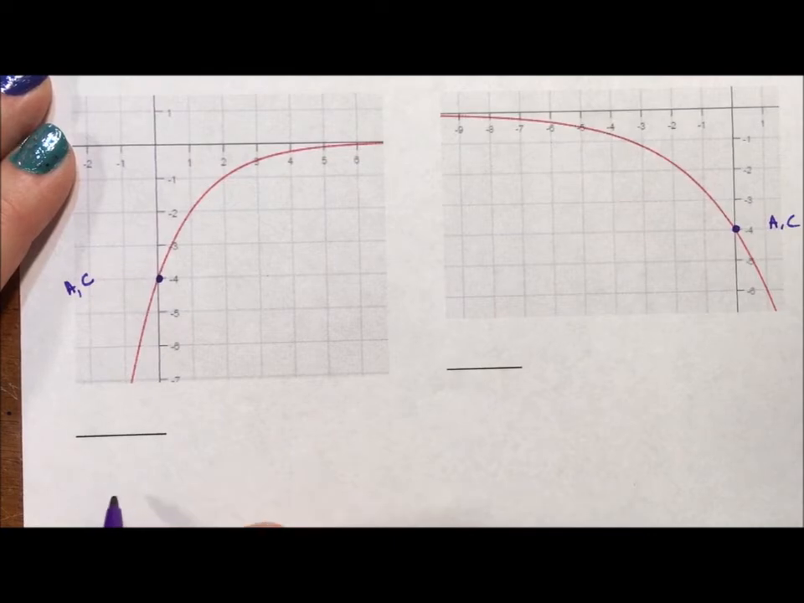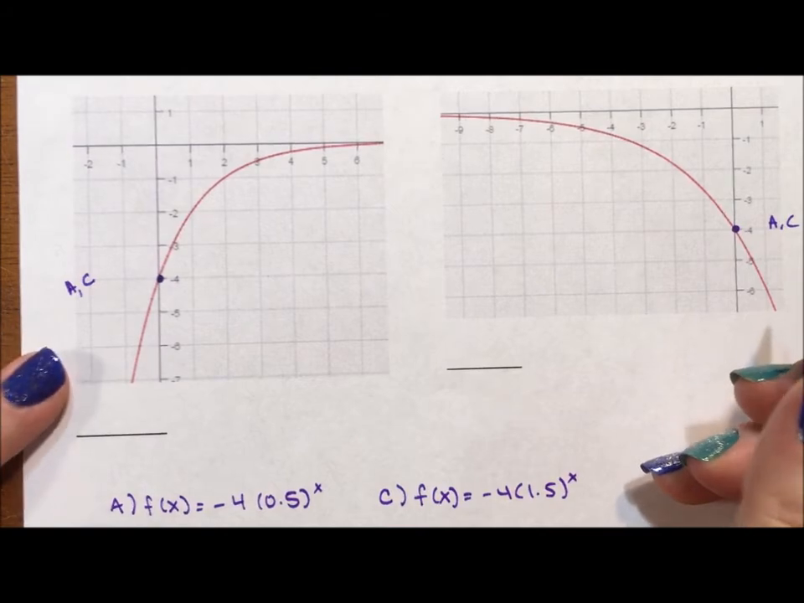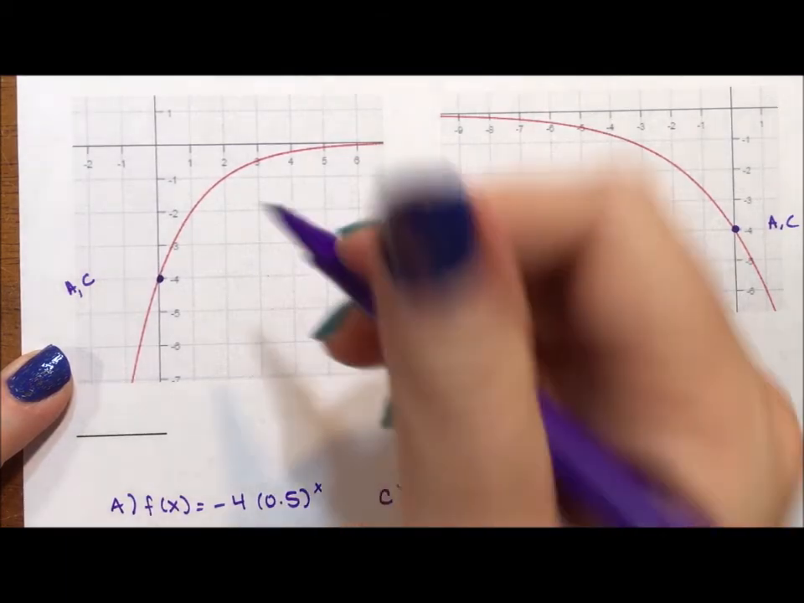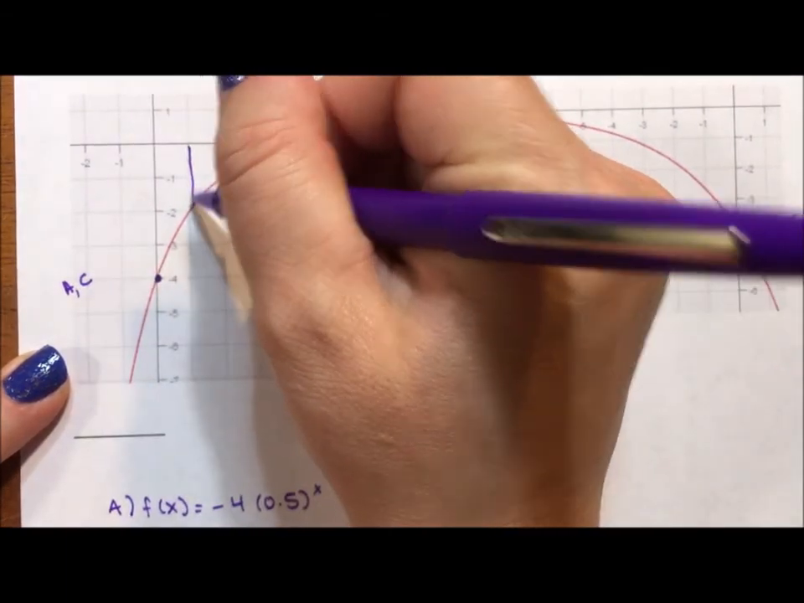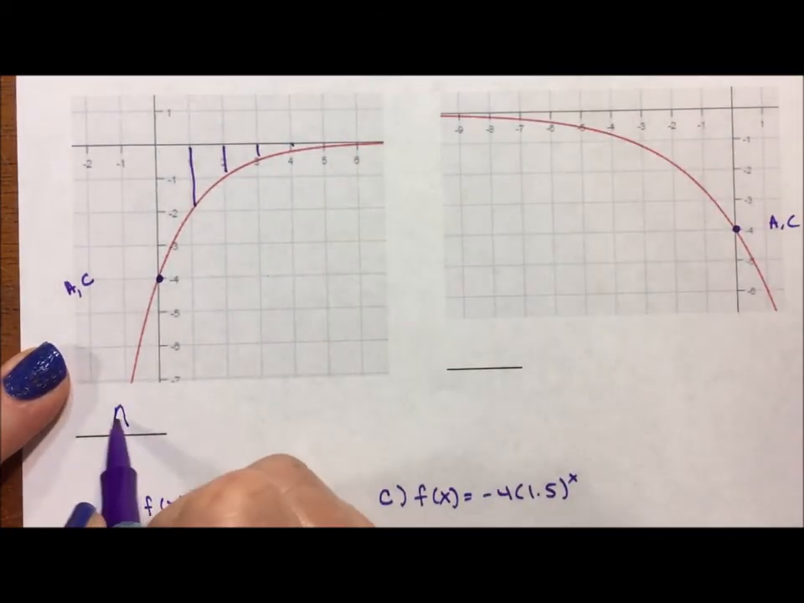Let me just rewrite these down. A is f of x equals -4 times 0.5 to the x. And C up above is f of x equals -4 times 1.5 to the x. Okay, so we have our -4 down. This one is 0.5, which means we're moving towards the axis. So 4, 2, 1, this is definitely moving towards. So this one has to be A.